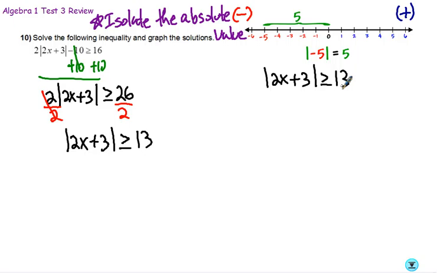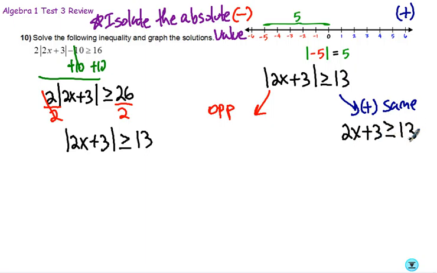So again, got two ways that we're pulling this thing apart. We've got the positive side that's going to stay exactly the same. Not going to do anything different with it. And then we've got the negative side where we're switching the sign. We're taking the opposite. So what that would look like, the side that stays the same: 2x plus 3 greater than or equal to 13. And that 13, remember, stays the same. That stays a positive 13. And then on the other side, we've got 2x plus 3, and that positive 13 is going to turn into a negative 13.